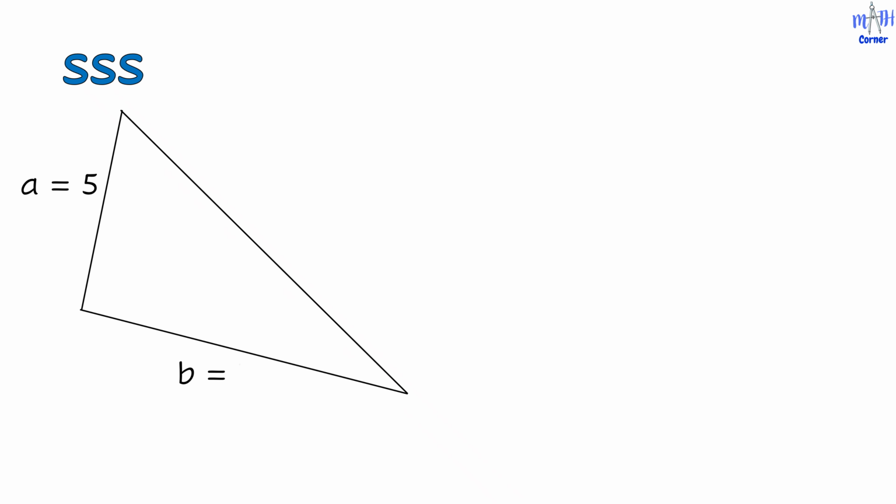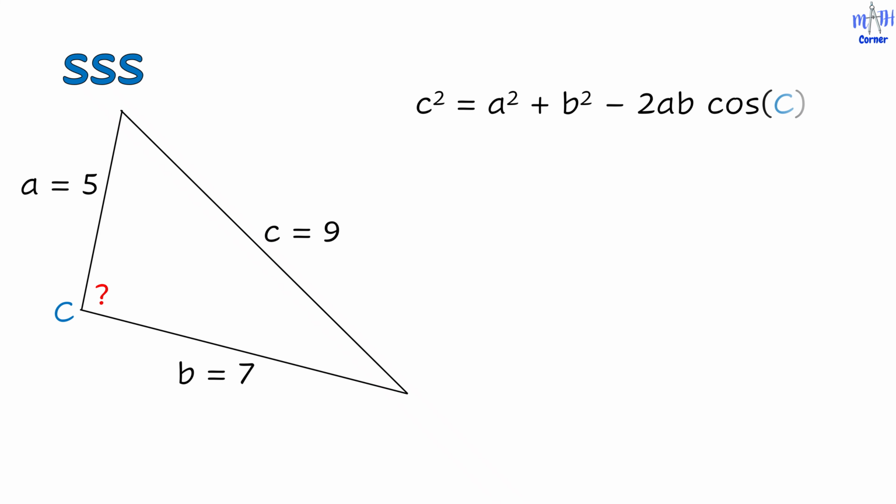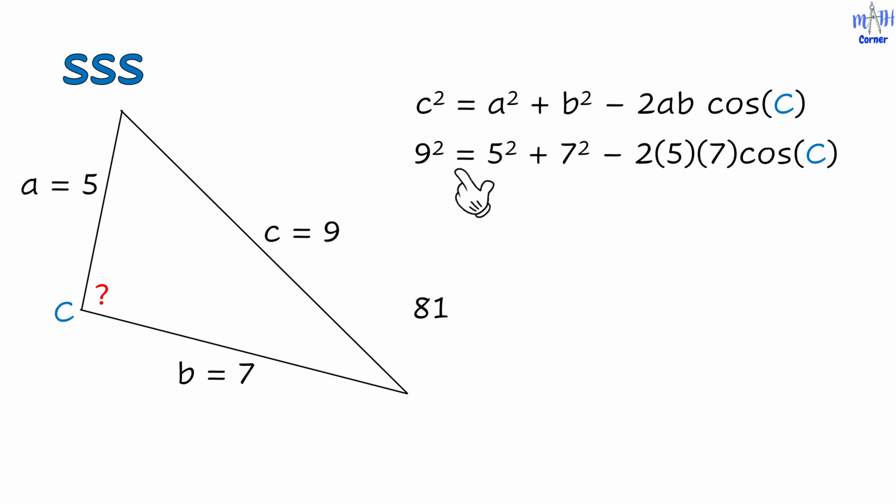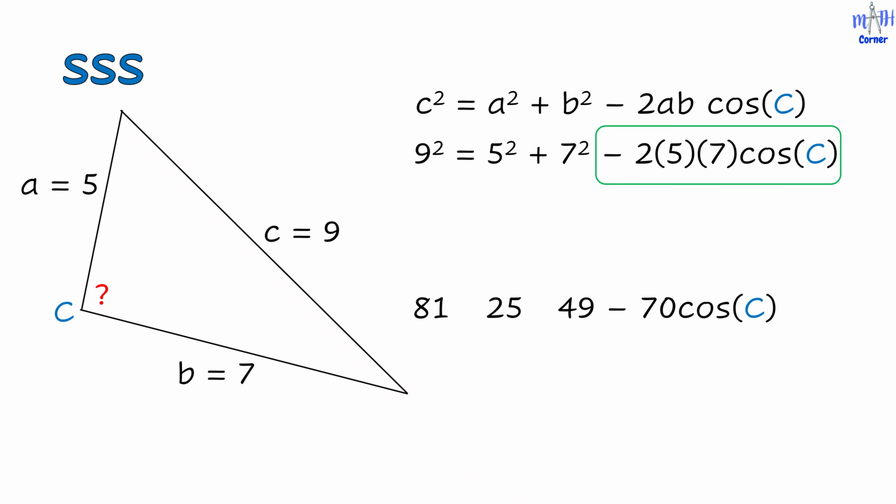Now let's try another example. Example 2, SSS. This time, a equals 5, b equals 7, and c equals 9. We want to find angle C. So let's use this formula. Now substitute the values. 9 squared equals 5 squared plus 7 squared minus 2 times 5 times 7 times cosine of angle C. Let's simplify. 9 squared is 81, 5 squared is 25, 7 squared is 49. And this part becomes negative 70 times cosine of angle C.